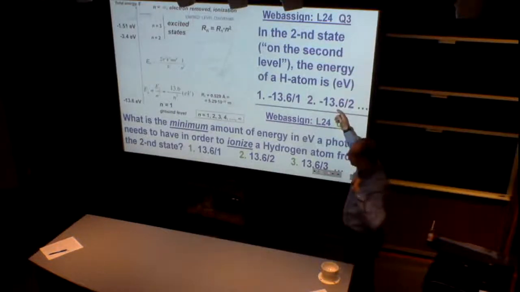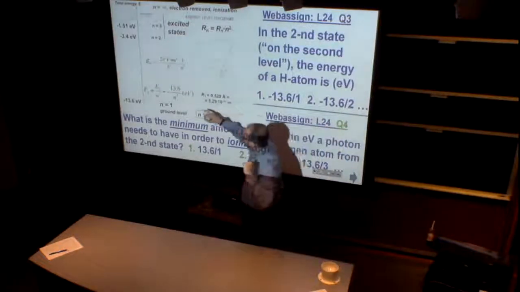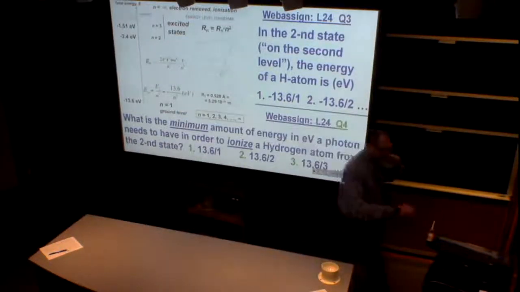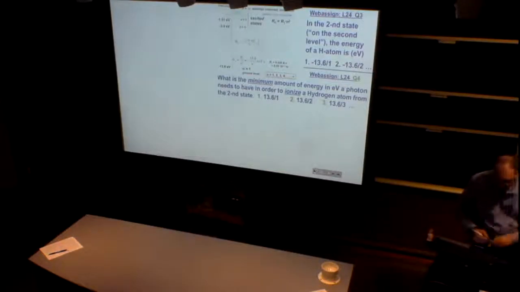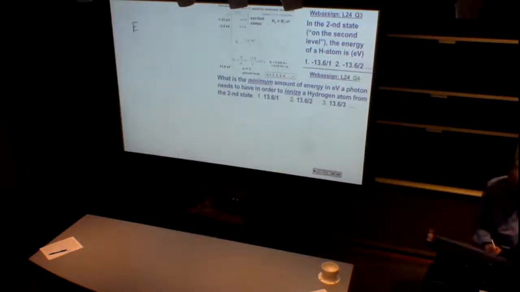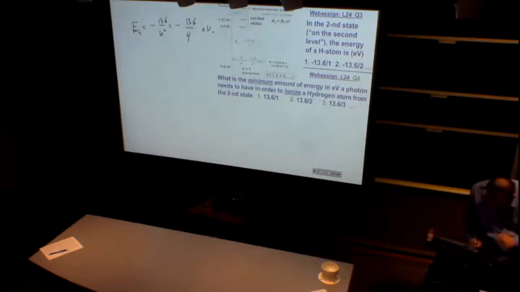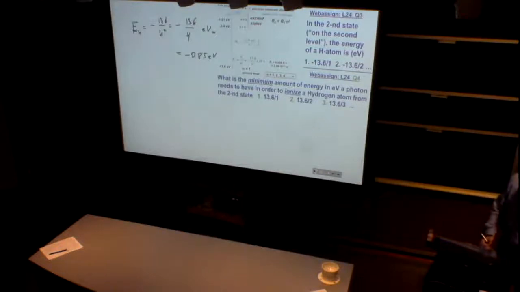4, because it has to be squared. That's the only thing to keep in mind. So, correct. Now, we just write an equation. The energy, number n, equals negative 13.6 over n squared. Plug it in, negative 13.6 over 4 electron volts. And if I read it, 1, 2, 3, 4, that's going to be negative 0.85 electron volts. Of course, you could just find it.